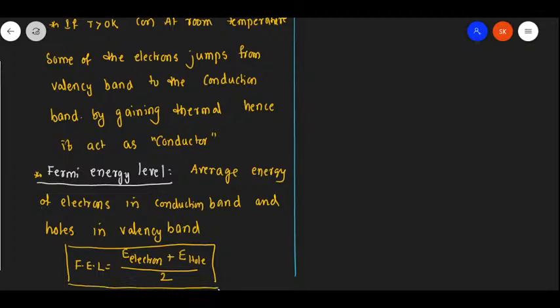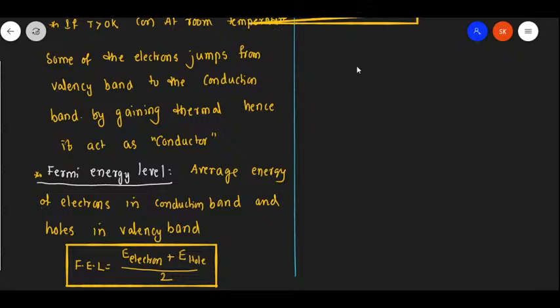Next, what is the location of the Fermi energy level? That is important, and I will explain this very carefully. You have to listen, and it is very easy.